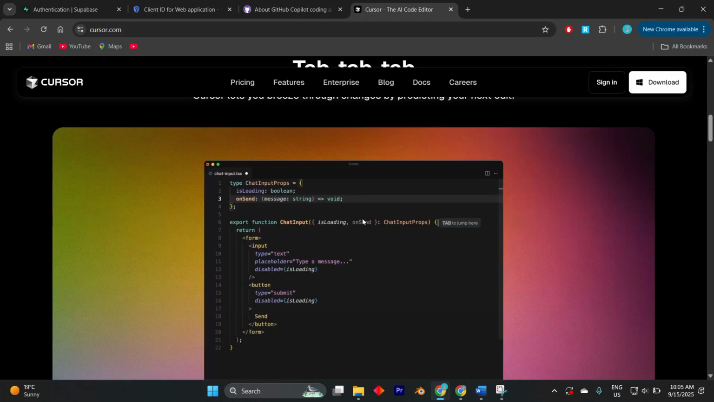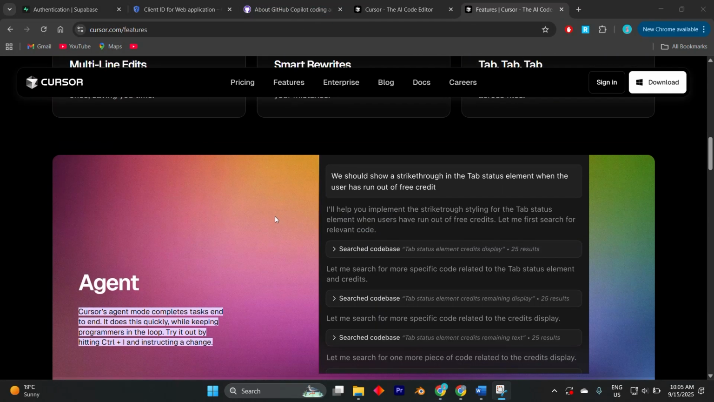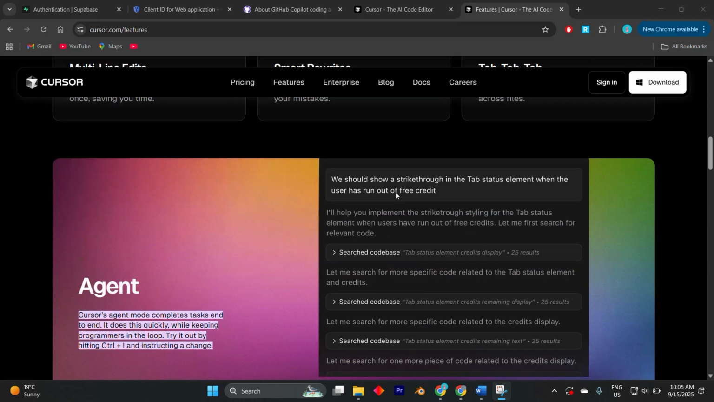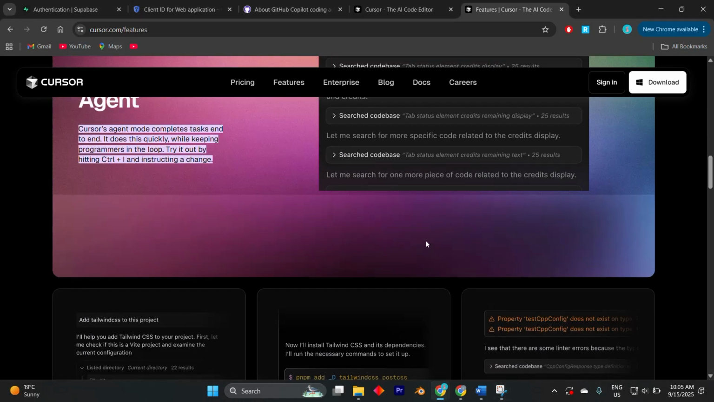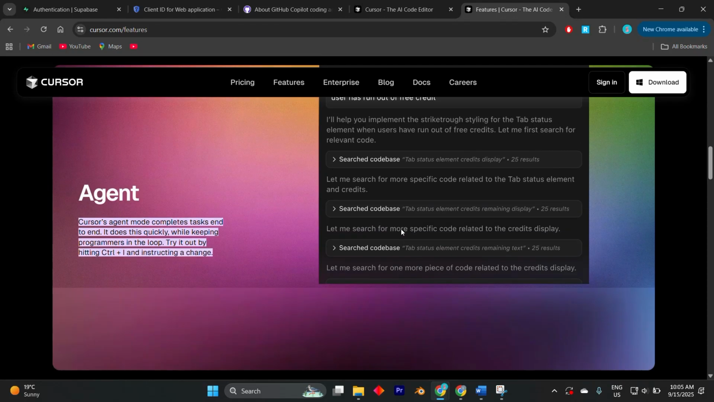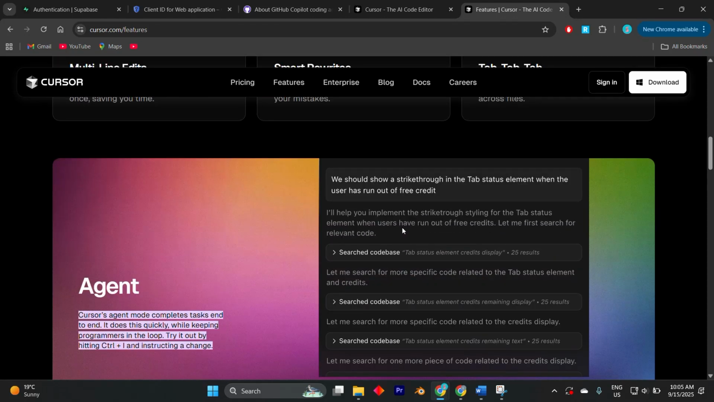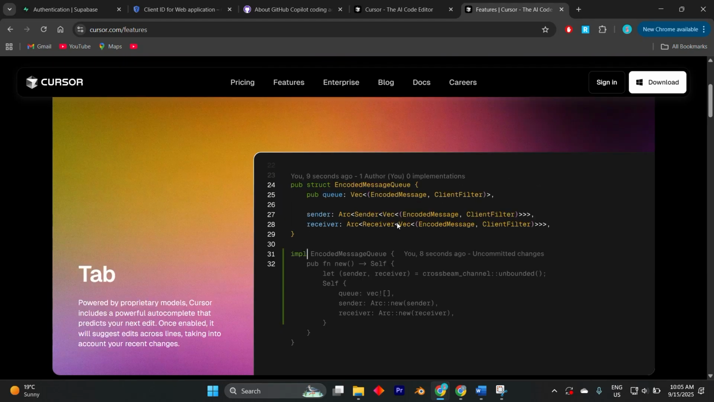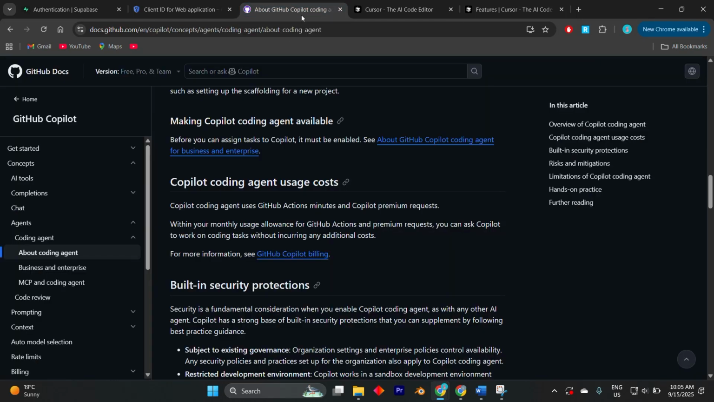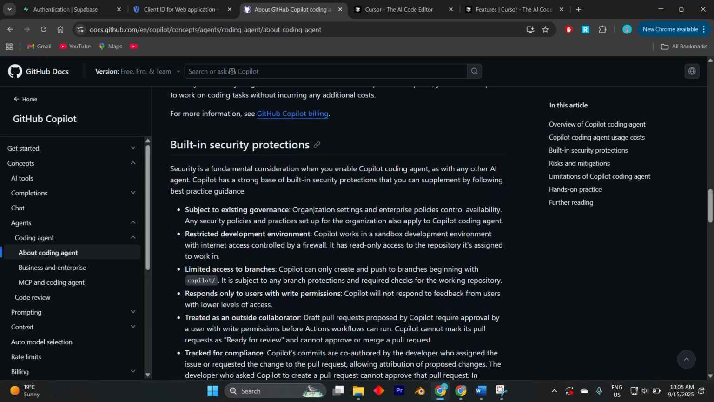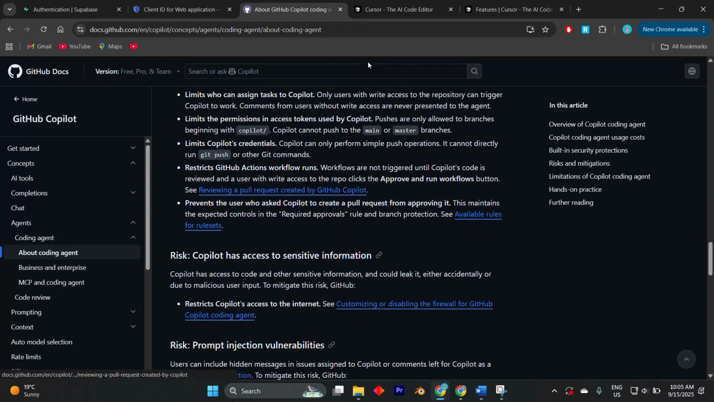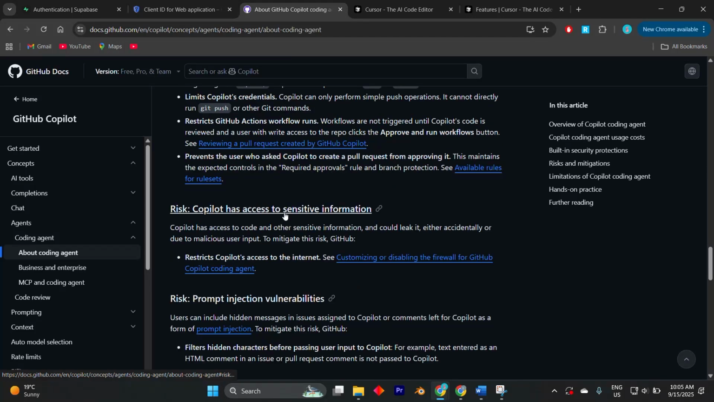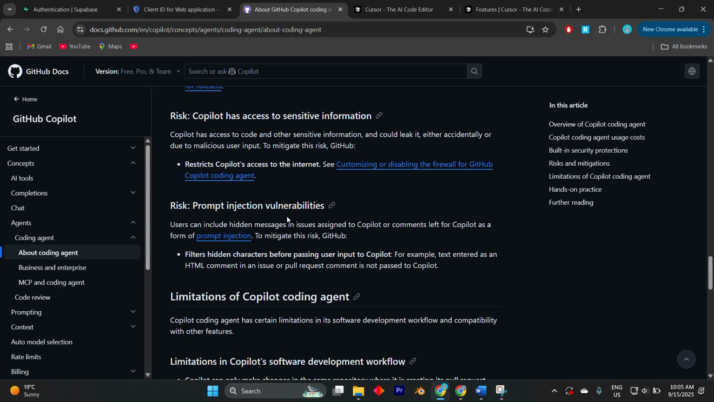Cursor was the first to popularize the idea of an AI agent that could understand a full code base and perform complex multi-file edits. This was its key advantage over the traditional single-file focused Copilot. However, the introduction of GitHub Copilot's own agent mode in VS Code has largely eliminated this gap. Both tools can now handle high-level tasks such as "add user authentication to the project" or "refactor this component" by analyzing your entire workspace and proposing a series of changes.